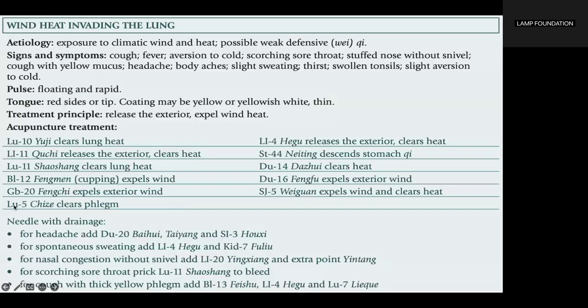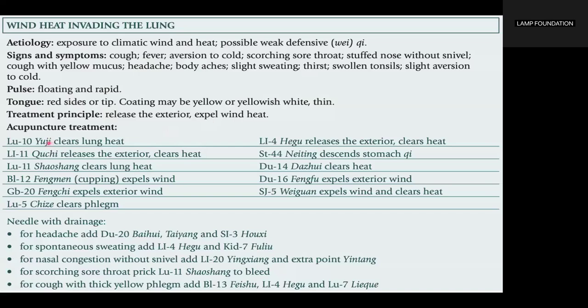So the etiology, exposure to climatic wind and heat, possible weak wei qi. Signs and symptoms, again, cough, fever, aversion to cold, scorching sore throat, stuffed nose without snivel, cough with yellow mucus, headache, body ache, slight sweating, thirst, swollen tonsils, slight aversion to cold. Pulse will be floating and rapid. Tongue will have red sides or tip. The coating may be yellow or yellowish white and thin. Treatment principle, release the exterior, expel wind heat.